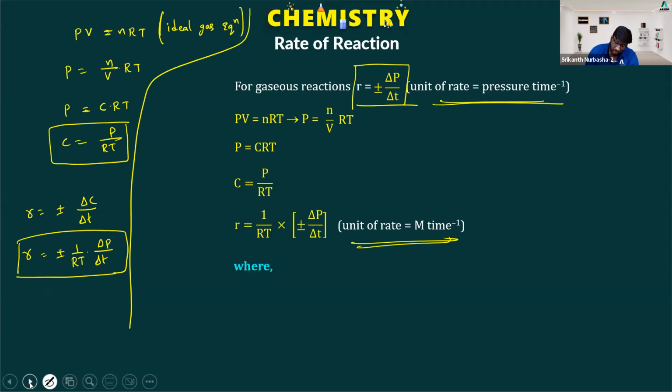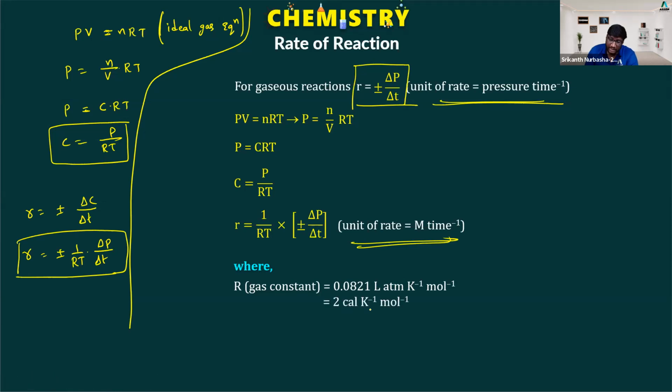Right? Where capital R is a universal gas constant whose value is 0.0821 liter atmosphere Kelvin inverse mole inverse, or 2 calories Kelvin inverse mole inverse, or 8.314 joule Kelvin inverse mole inverse. So those are the values of R in different units. We all know that.